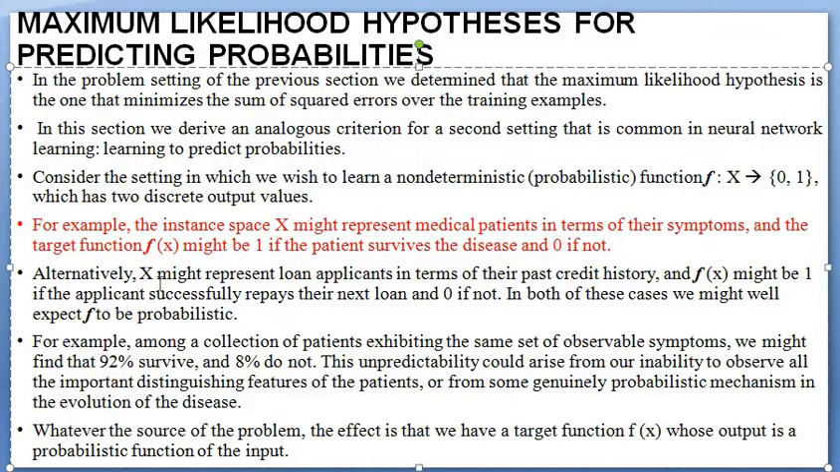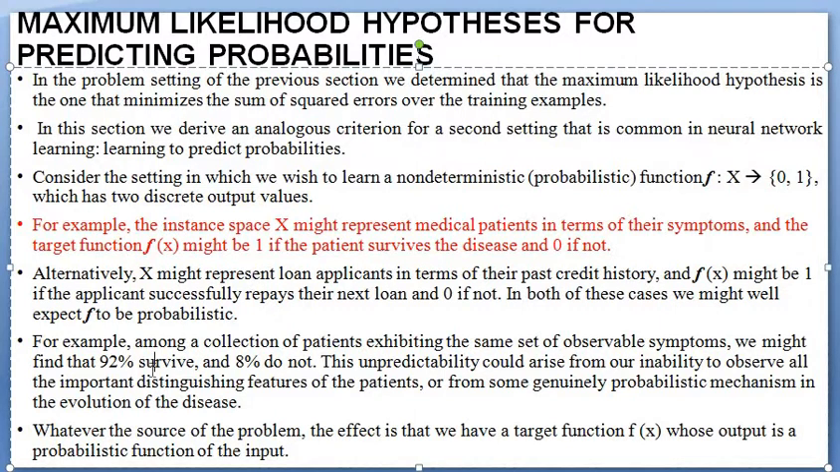Alternatively, x might represent a loan applicant in terms of past credit history. Here he is taking another example, where x represents past credit history, and f of x might be 1 if the applicant successfully repays the loan, and 0 if the applicant does not repay the loan. So in both cases we might well expect f to be a probabilistic value. This is the first example, medical patients, and in the second example he has taken the loan history of the applicant.